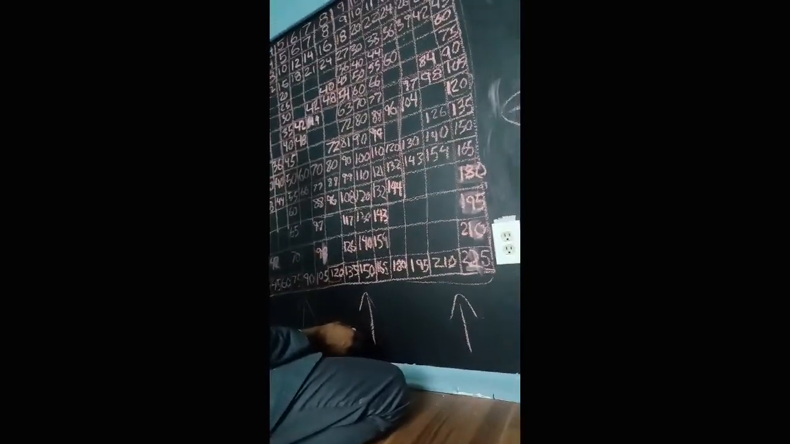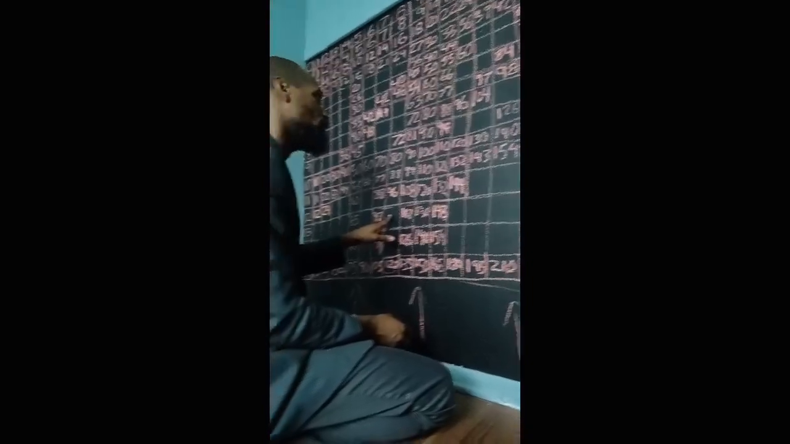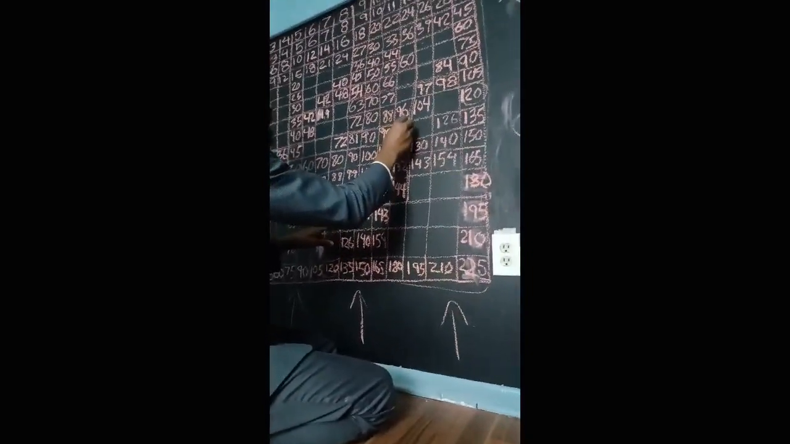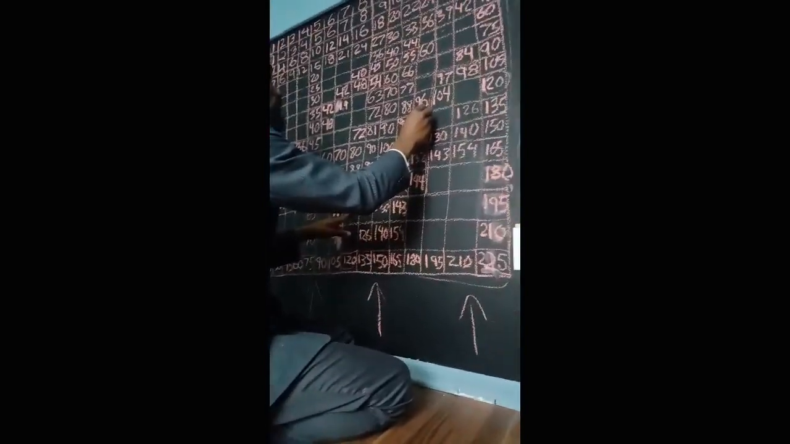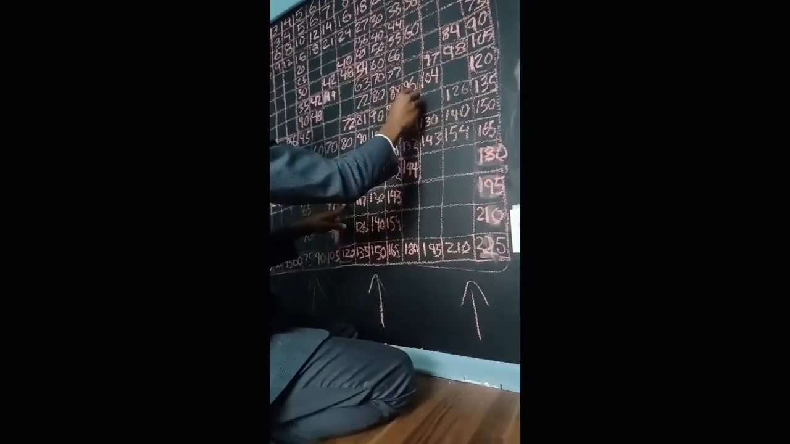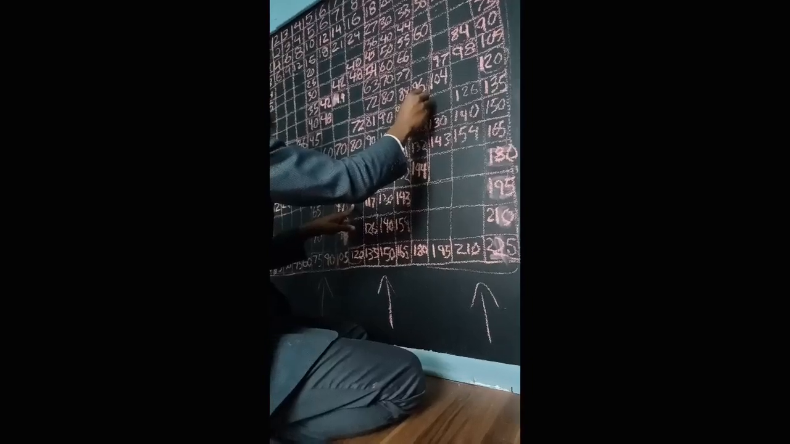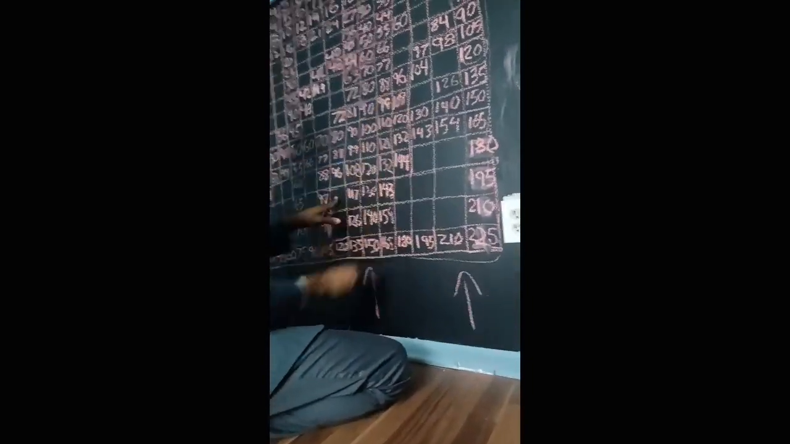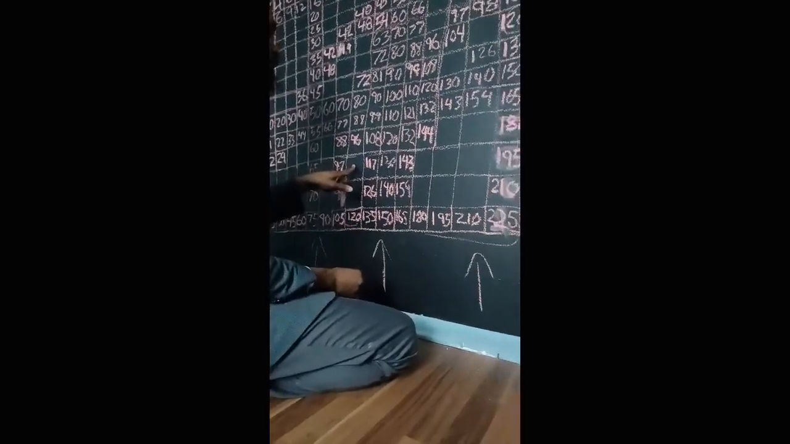And if you want to know what this will be, or what this will be, this is going to be 108. Because 12 times 9 is 108. Because 2 times 9 is 18. Carry the 1. 9 times itself is 9. Plus the 1 is 10. 108. Got it?